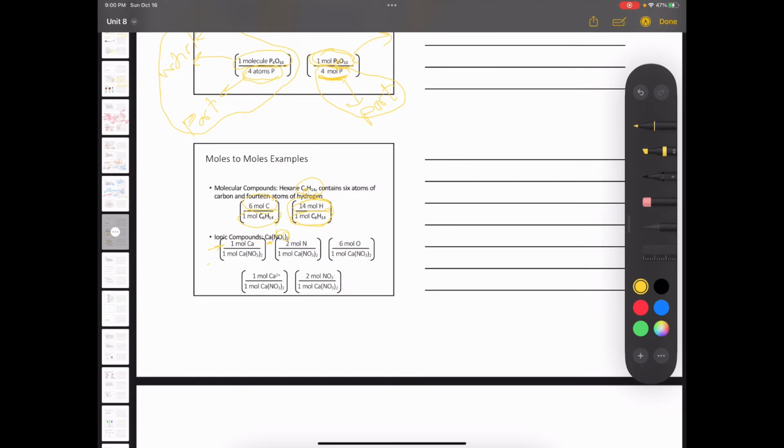You can also do the nitrate as a whole. So that is 2 moles of nitrate within the 1 mole of calcium nitrate. Okay.